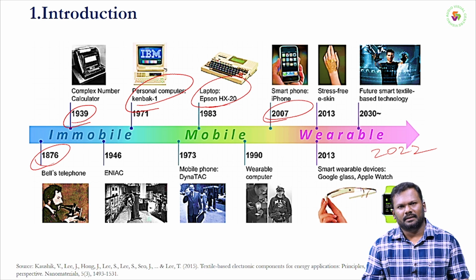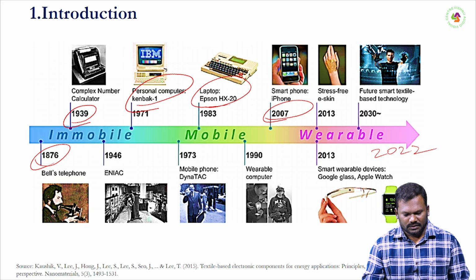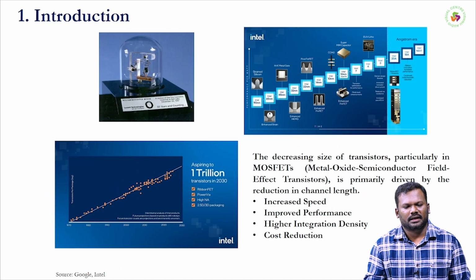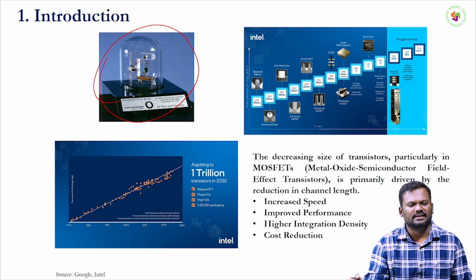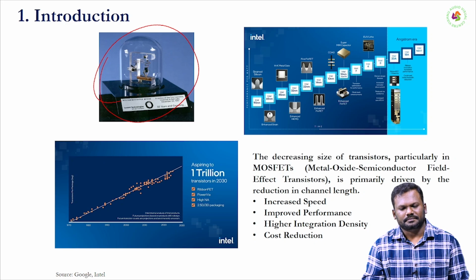The main purpose of reducing the size of these electronic devices is reducing the size of the transistor. Here you see the transistor, first invented in the Bell Laboratories by three scientists: William Shockley, Bardeen and Brattain. After that, you know very well about the Intel company.